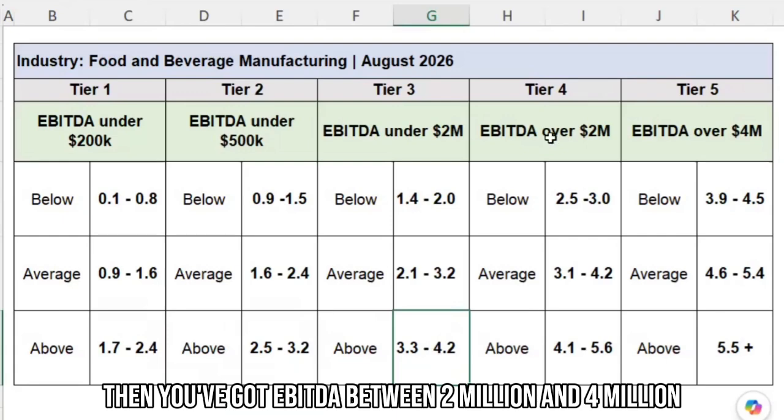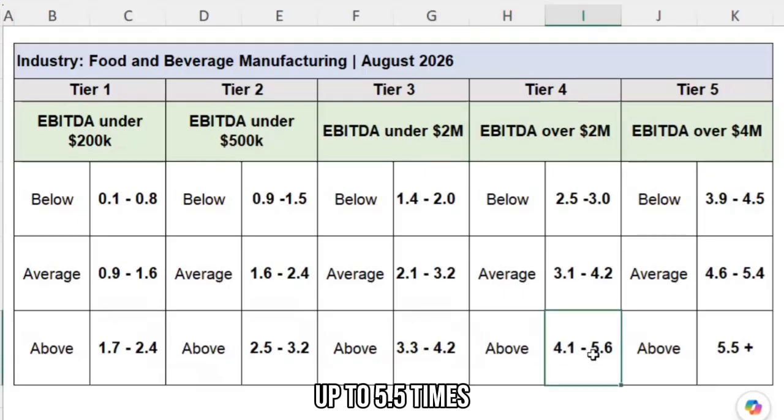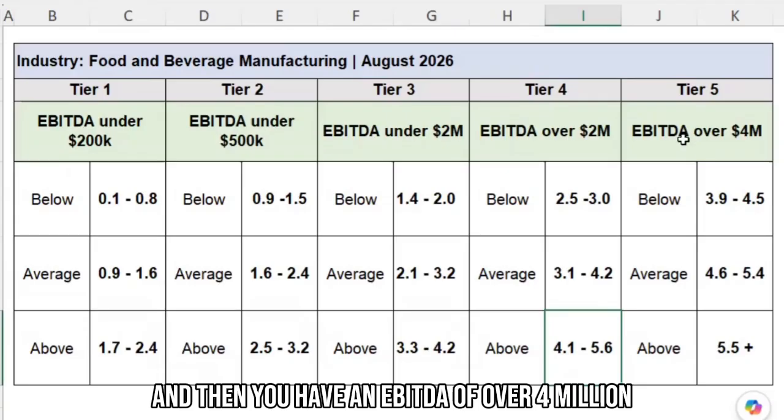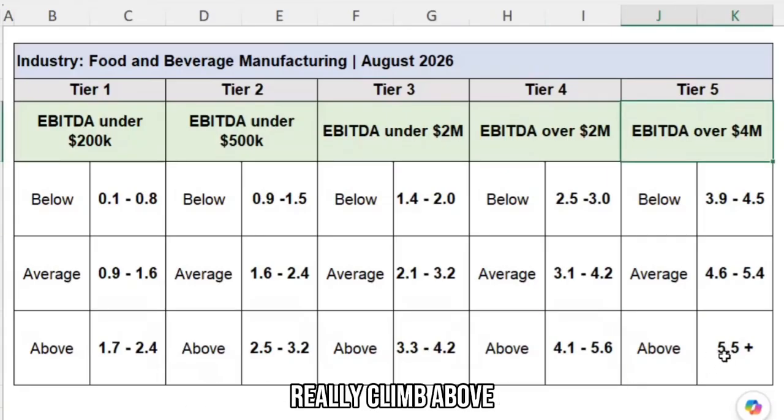Then you've got EBITDA between 2 million and 4 million, and here the multiple rate jumps up really nicely again, up to 5.5 times. And then you have an EBITDA of over 4 million, and this is where you can see multiple rates really climb above 5.5 times.